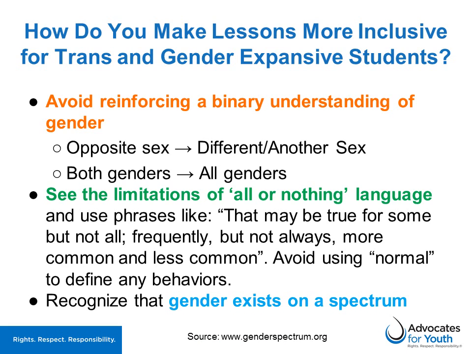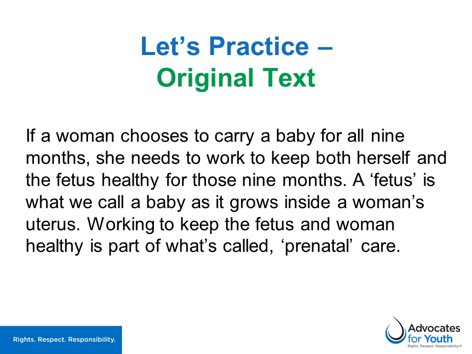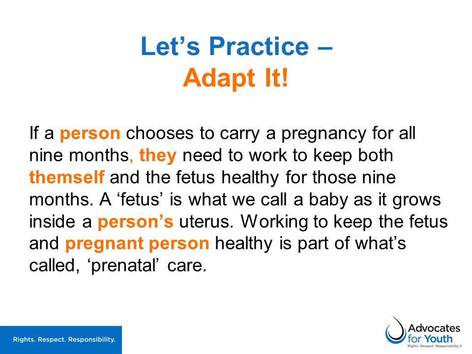So let's practice with a couple of examples. Here's a really common way that we talk about prenatal care, and we talk about a baby developing inside of a uterus. But what if we just made some really specific little changes there and just said a person who chooses to carry a pregnancy, and they themselves, a pregnant person being healthy is what's involved with prenatal care. Those tiny little changes could really make all the difference to making these scenarios more inclusive.